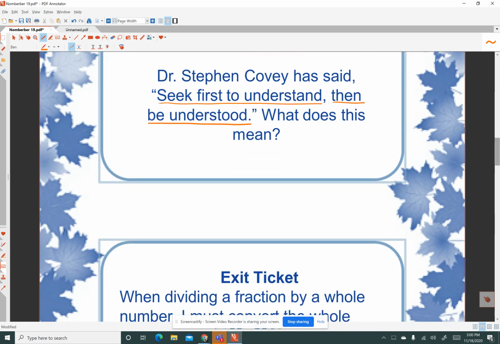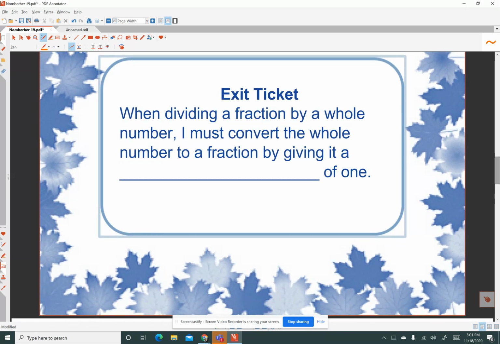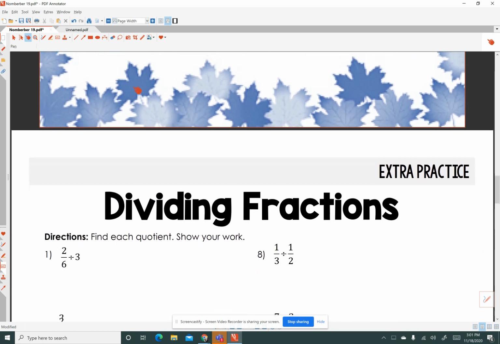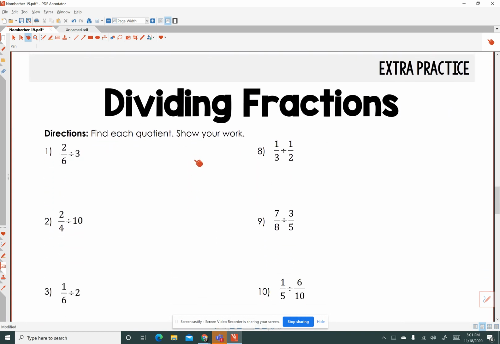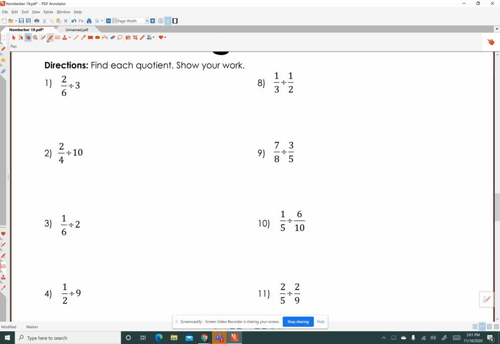This is our exit ticket. When dividing a fraction by a whole number, I must convert the whole number to a fraction by giving it a what of 1, and we will come back to that. So let's go to our first problems of the day. Again, we're dividing fractions. This is a little extra practice. The quotient, students, is the answer that we get when we divide.